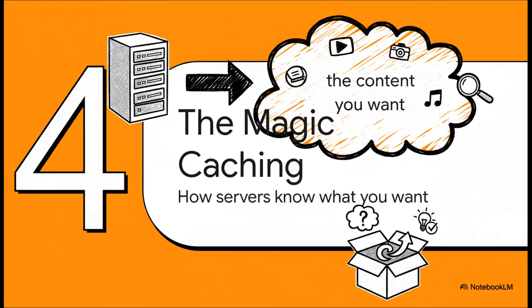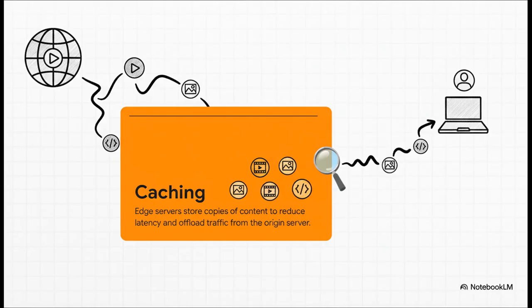Okay, so your request gets to a nearby server. But how does that server already have the video you want? The secret ingredient that makes this whole system pop is something called caching. Caching is a really simple idea. It just means storing a temporary copy of a file somewhere close by. The edge server saves copies of things like images, videos, and all the code that makes a website work. That way, the next time someone in that area wants that same file, the server doesn't have to go all the way back to the origin. It's already there, in the local cache, ready to go.